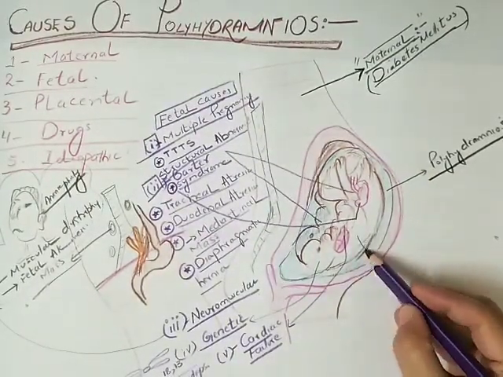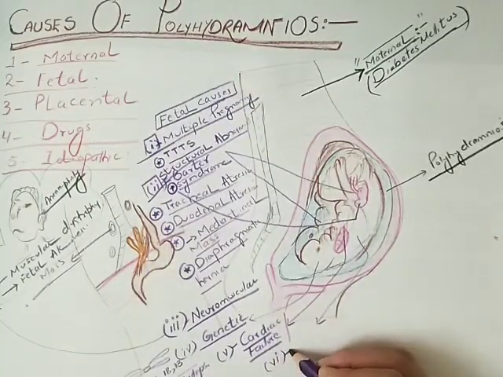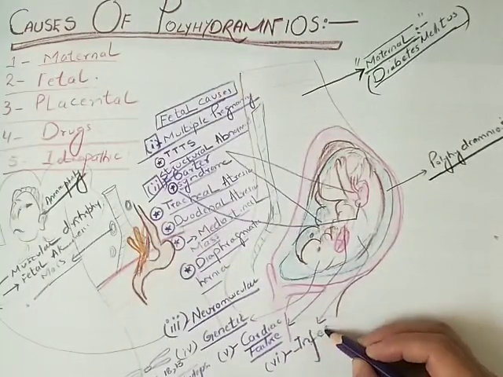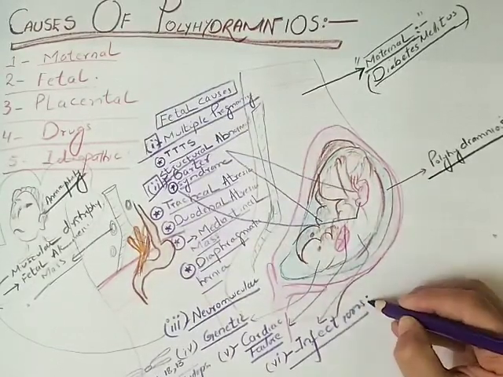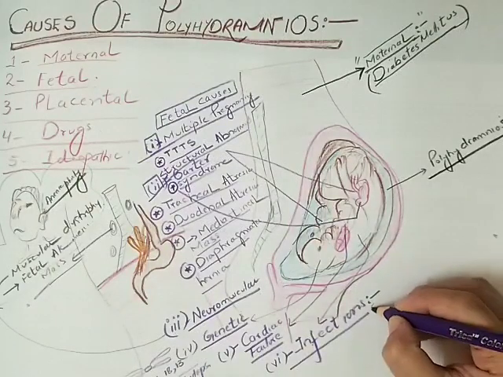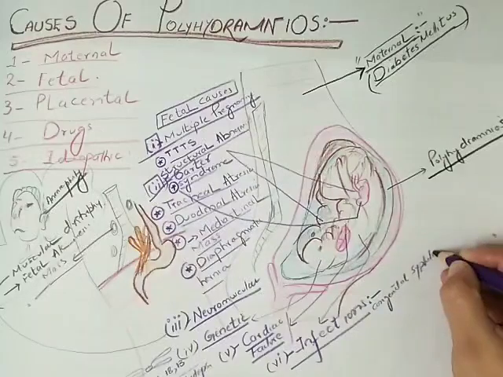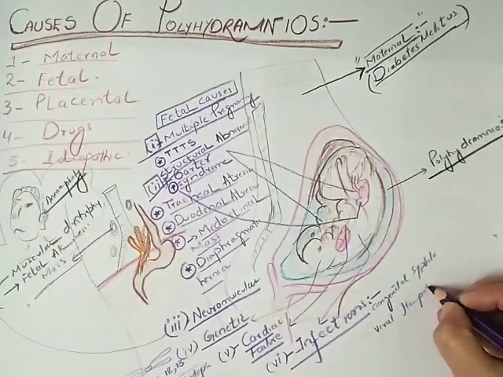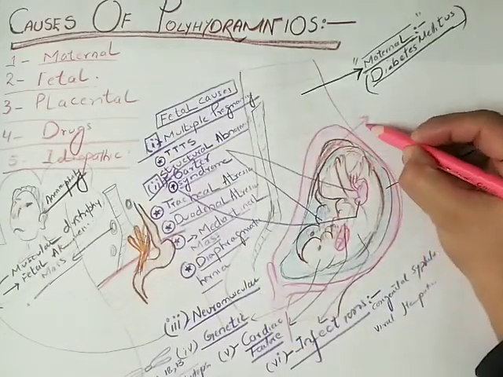Now coming to the last fetal cause of polyhydramnios, the sixth one, that is infectious cause. The role of infections cannot be underestimated. And what sort of infection? Basically the congenital syphilis, and secondly the viral hepatitis. Then we may have certain maternal causes.